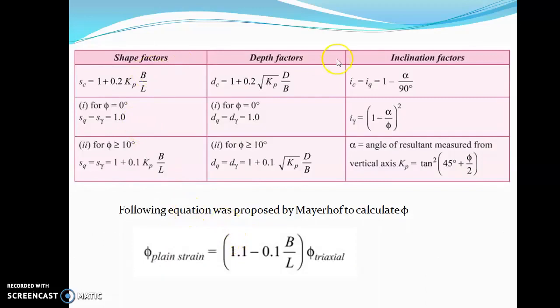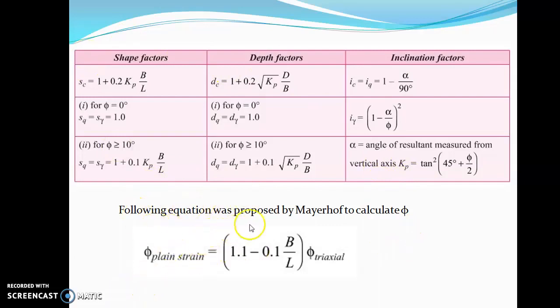The shape factors are given by Meyerhof. Various equations are mentioned here. Alpha is the inclination of the load, the inclination angle of the resultant measured from the vertical axis. Kp is the passive pressure coefficient. The rest of the things I have already explained before.